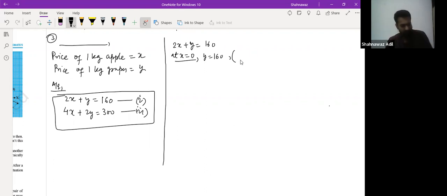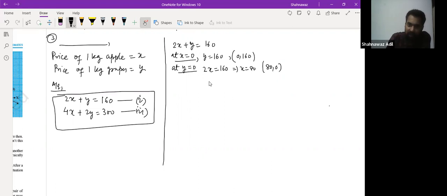Adil, at x equals 0, what will y be? 160. So the point is 0, 160. Right, and at y equals 0, you have 2x is 160, so x is 80. So you have the point 80, 0.